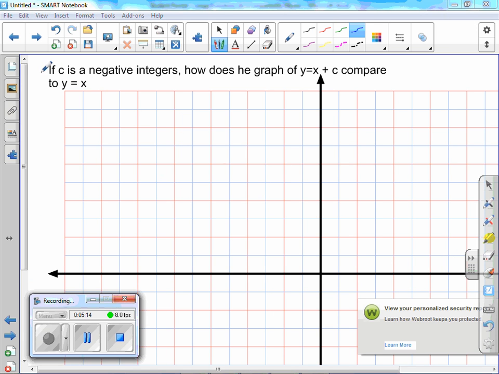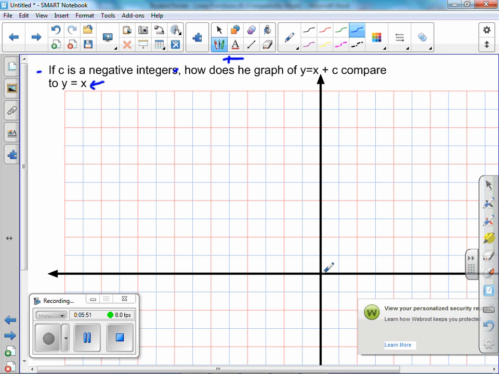You may also have a question similar to this one, but not exactly. If c is a negative integer, how does the graph of y equals x plus c compare to y equals x? So we know that y equals x. What is x? It is the slope, or the steepness, or the rate of change, whatever you want to call it. And when there's not a number there, it's understood to be 1x or 1 over 1.